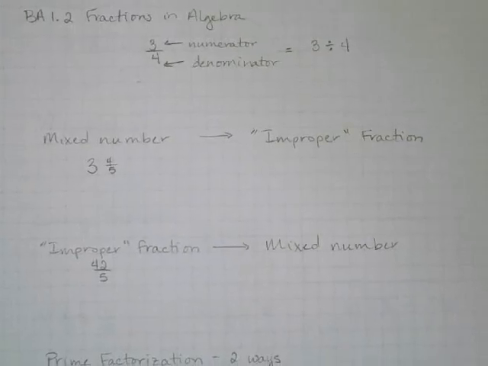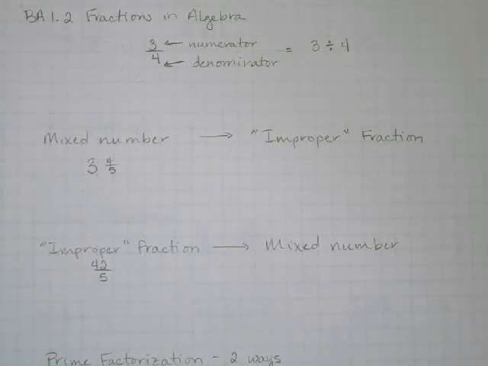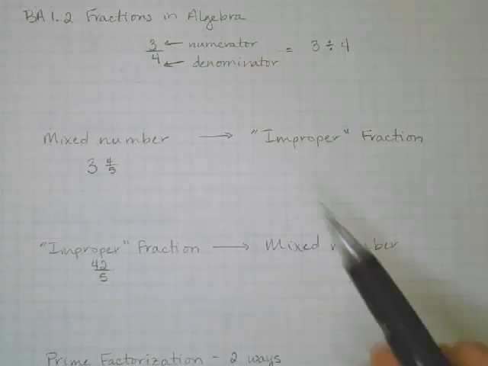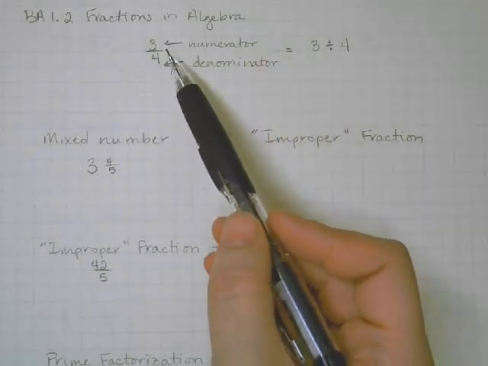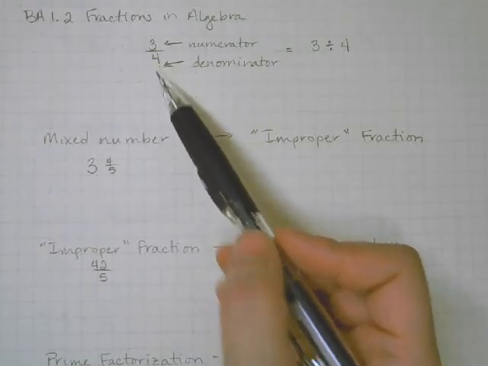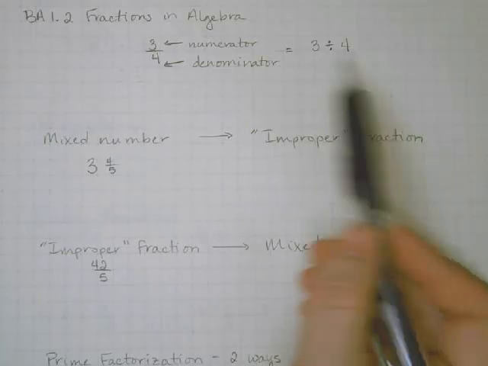We are working on fractions in algebra. So a couple things. This is a fairly lengthy section, so stick with me today. Just to clarify a couple things, we have a fraction numerator over the denominator, and this is equivalent to 3 divided by 4. So it's the top divided by the bottom.